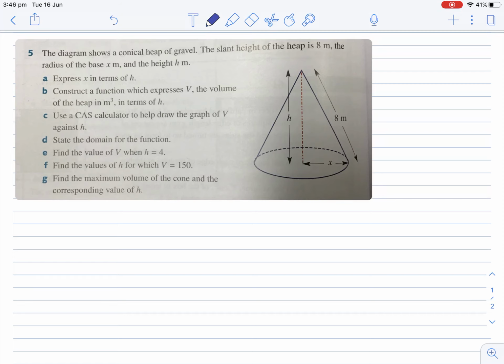Okay folks, so the second video I wanted to work through was again from exercise 6J. This is question number 5. The diagram shows a cylindrical heap of gravel. The slant height of the heap is 8 meters. The radius of the base is x meters and the height is h meters.